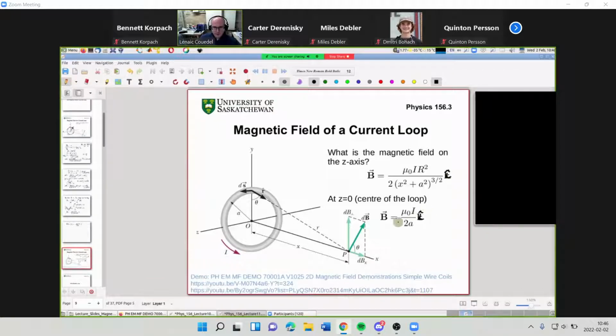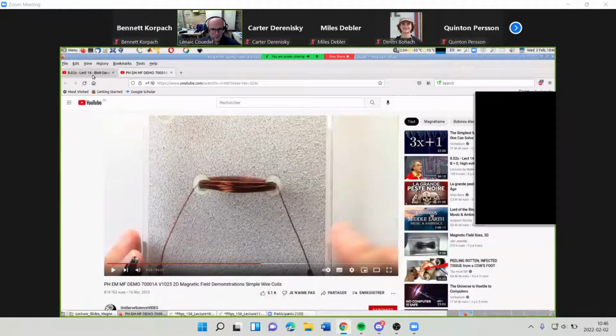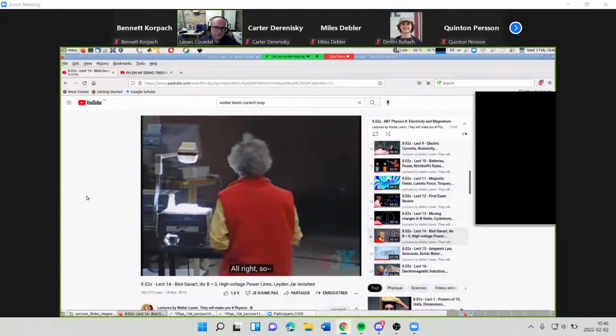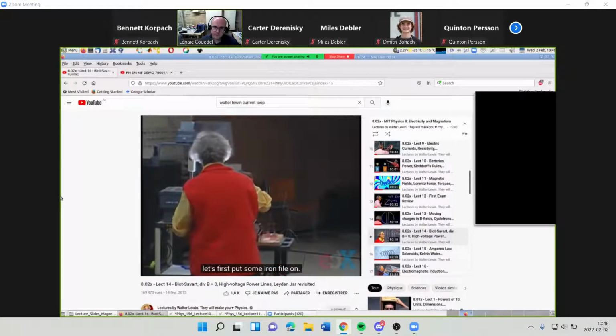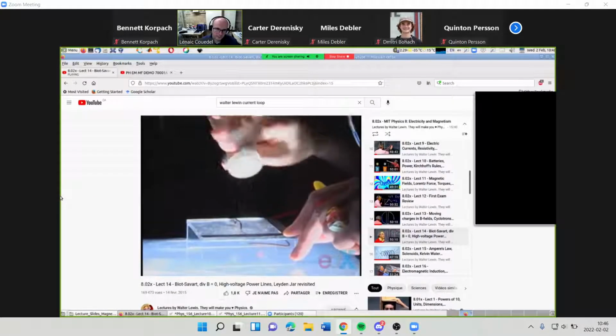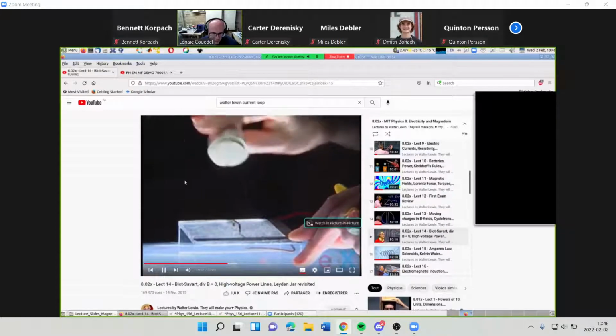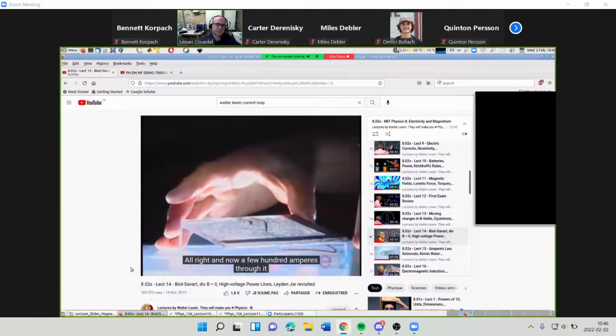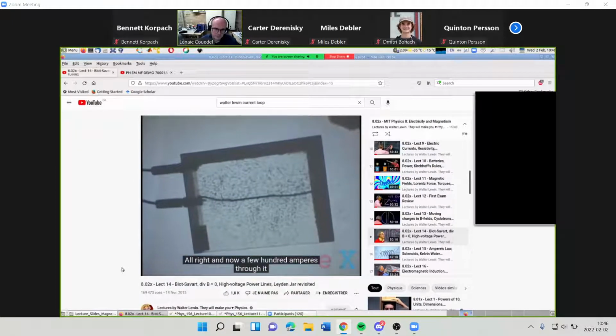What we've been dealing with here is one turn of current. And I will show you in the demos. So first demo, there will be just one turn of wire. Let's first put some iron filings on. So you can see here, that's the loop. It's not a round loop, but the principle is the same. All right. And now a few hundred amperes through it.